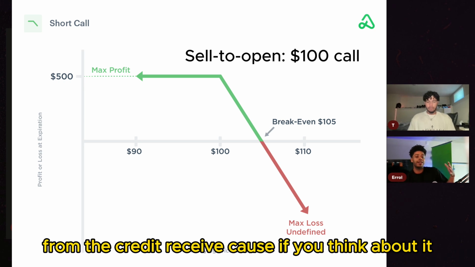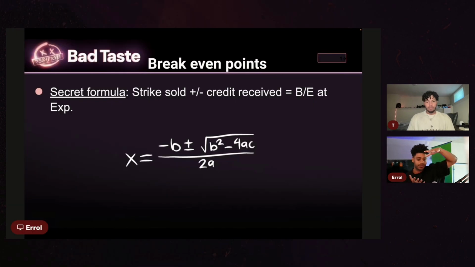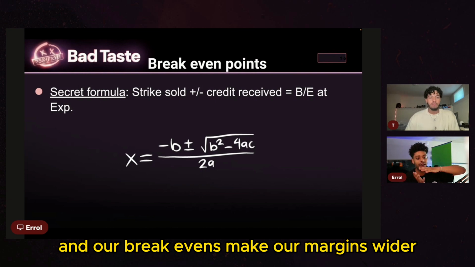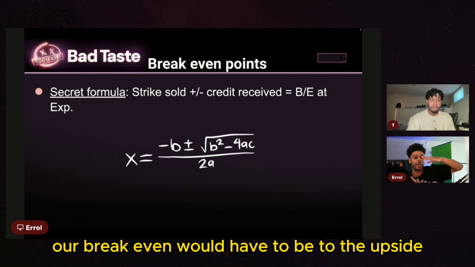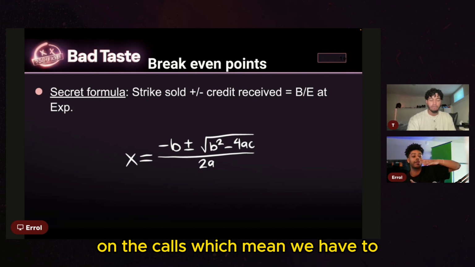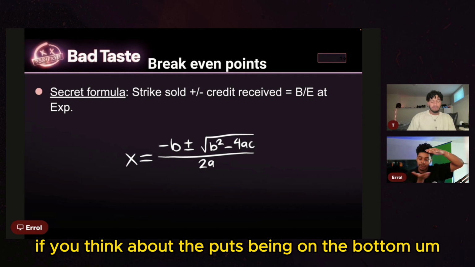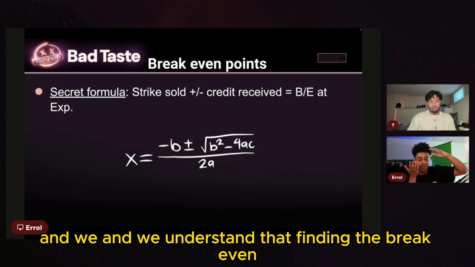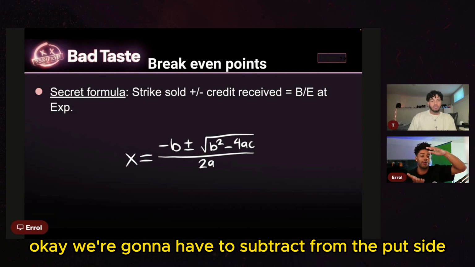Because if you think about it, the calls are on the upside, puts are on the downside, and our break evens make our margins wider. That means our break even would have to be to the upside on the calls, so we add the credit to find the break even a little bit above the strike that we sold. If you think about the puts being on the bottom, finding the break even is going to make the range wider.